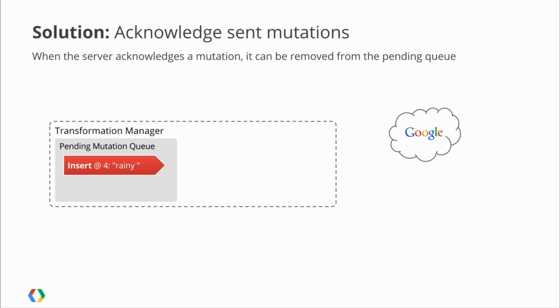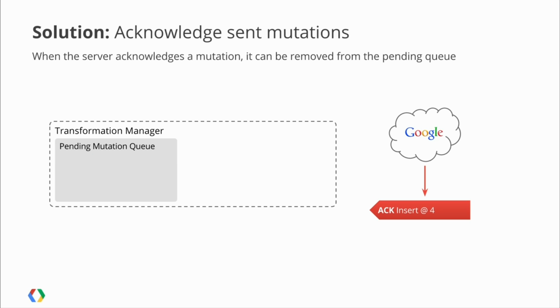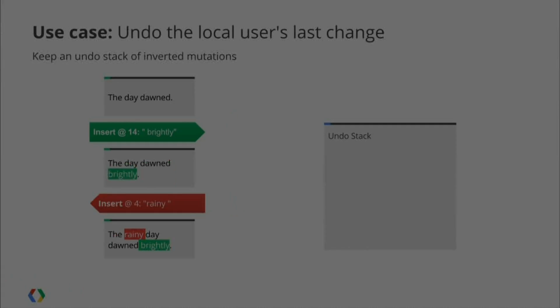And then the server just has to acknowledge mutations. The server, when it receives a mutation, it just sends back an acknowledgement that looks very much like the mutation, but it doesn't have to have the actual data. And the client just removes the mutation from the pending queue. And that's how we manage conflicts in the system. That's how we keep everyone on the same state, despite the fact that these mutations happen in different orders.